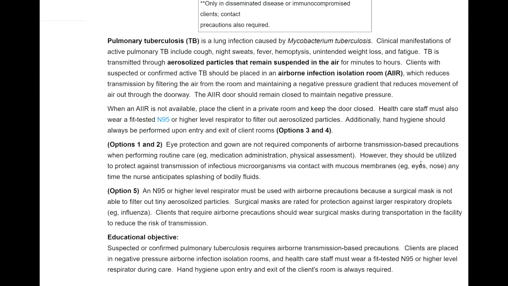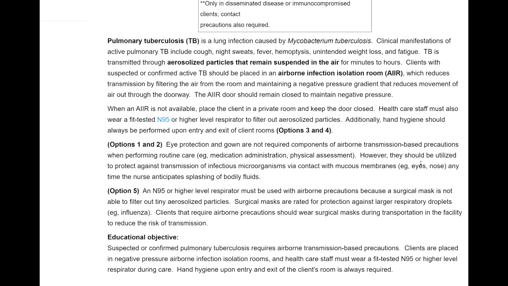But when you look at something that would be a droplet, these are pretty large particles and they settle quickly. So it's really important with airborne that you have these extra steps in place to make sure that you are protecting yourself, other clients, and other coworkers.